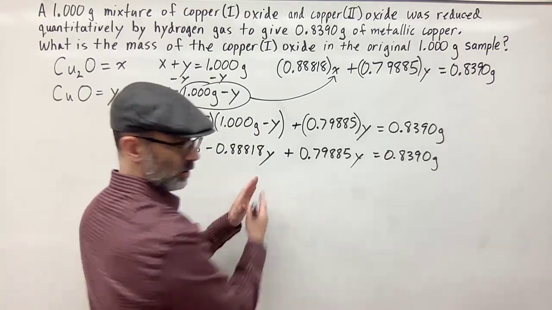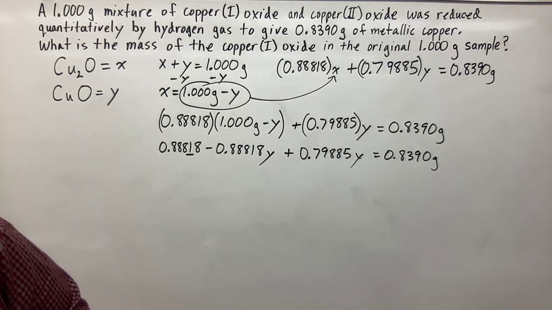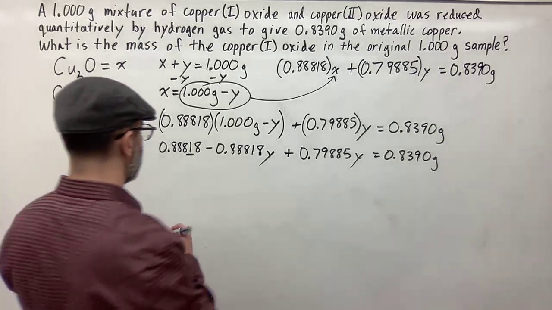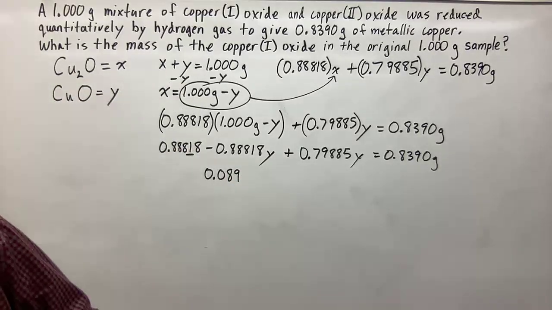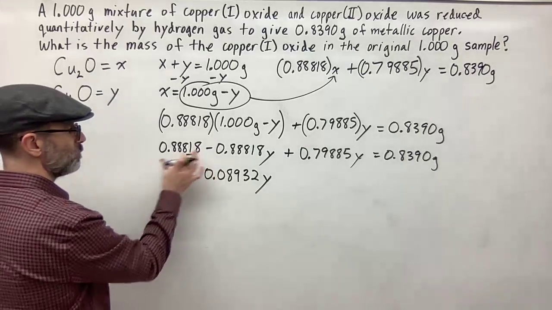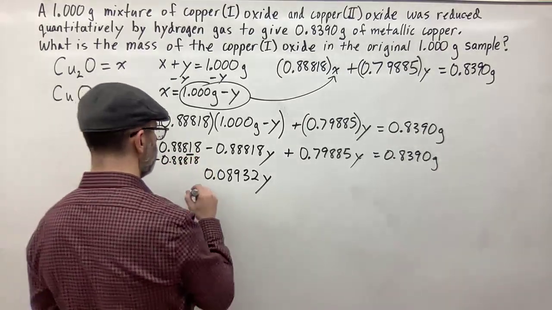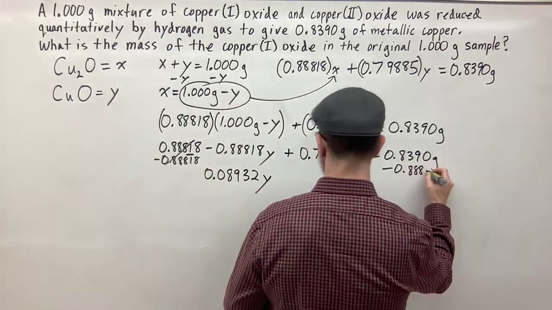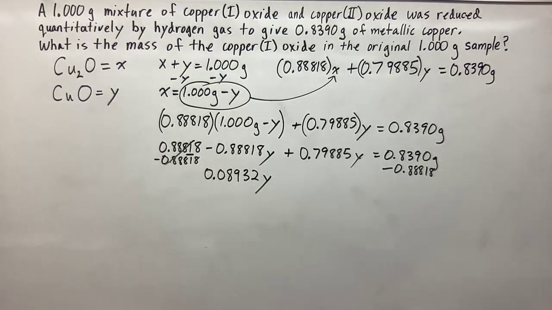So when I put these together, I get 0.08932y. And I'm going to subtract this from both sides. So I subtract 0.88818 on this side, so that's going to cancel out. And then I subtract 0.88818 from this side. And let me make sure I got this right.